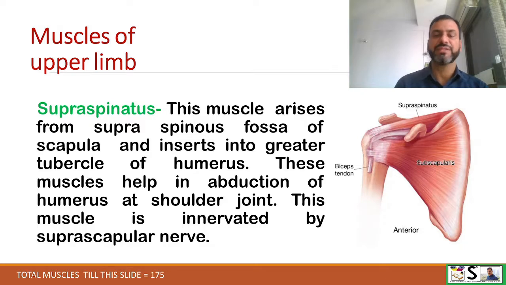Supraspinatus. This muscle arises from the supraspinous fossa just above the spine of scapula and inserts into the greater tubercle of humerus. These muscles help in abduction of the humerus at shoulder joint and this muscle is innervated by suprascapular nerve.